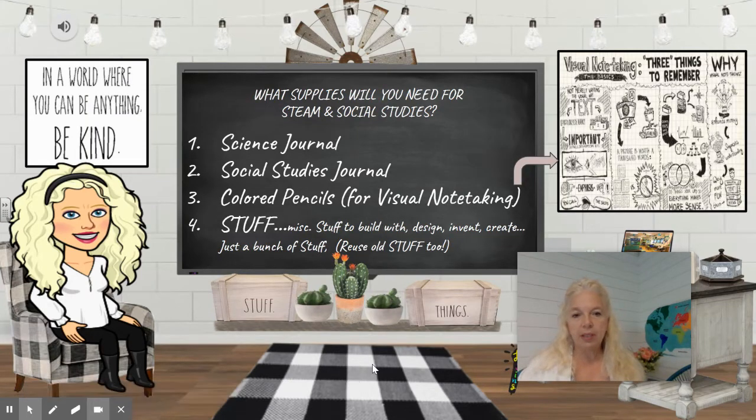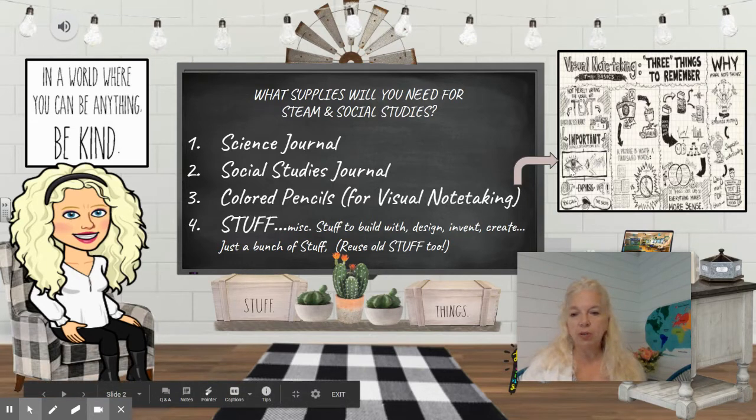This slide talks about the supplies that you'll need for our science and social studies lesson. First, you'll need a science journal, and you'll want to keep your notes in order, and all the words and the vocabulary, the beautiful words that we're learning, in order from page 1 to page 2, as well as your social studies journal. You'll want to have colored pencils for visual note taking.